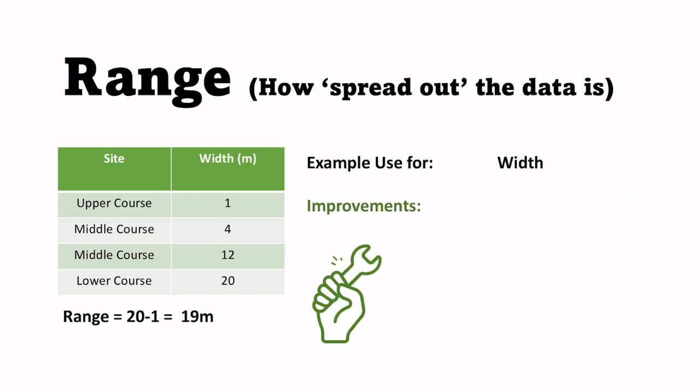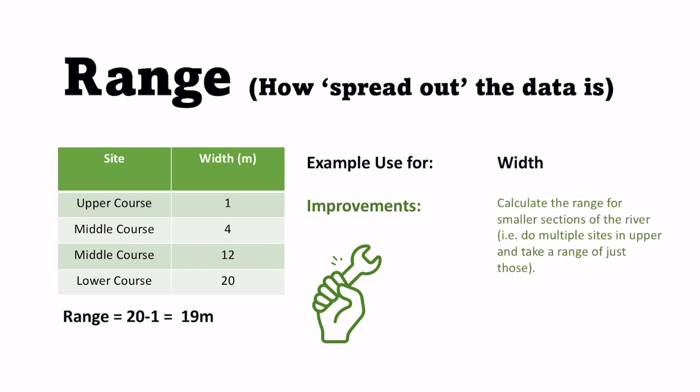So if I was going to improve using the range, I was still going to use it, but I wanted to use it for my river fieldwork in a better way, I would probably calculate a range for a smaller section. So I would take multiple readings in the upper course, so maybe 5 readings for the width at 5 different sites, and then I would see the range in the upper course. I'd take 5 in the middle course and see the range in the middle, and then take 5 in the lower and see the range difference there.